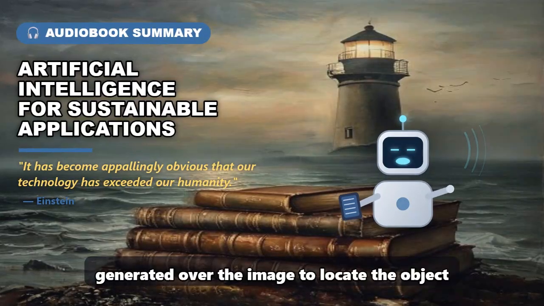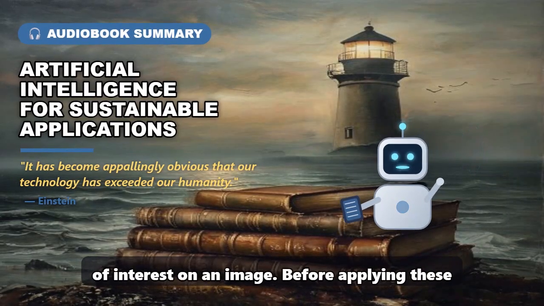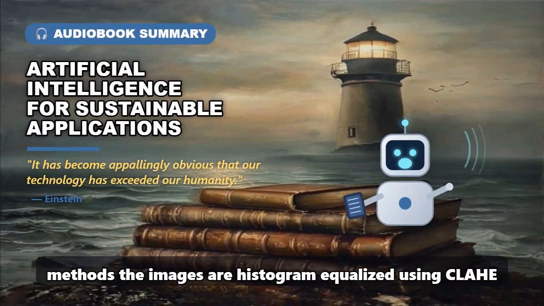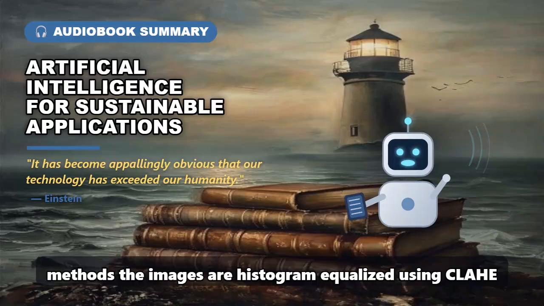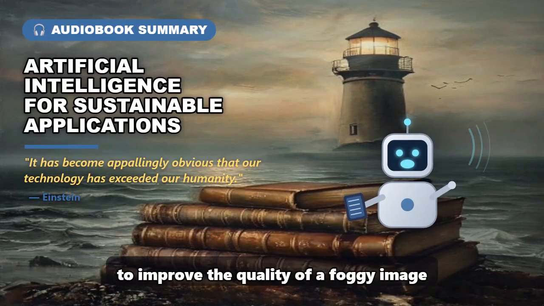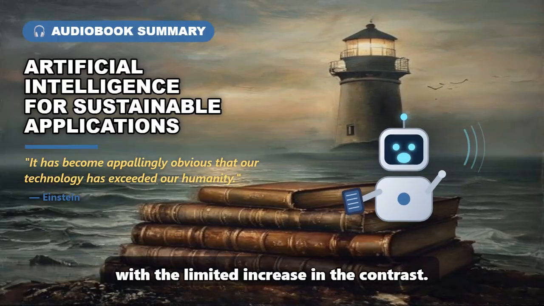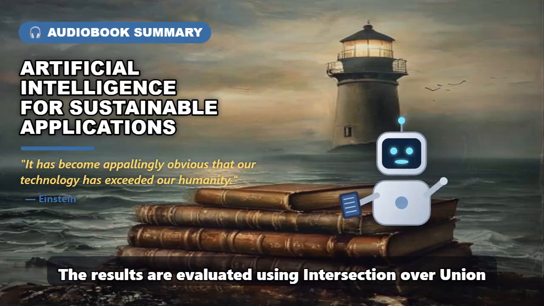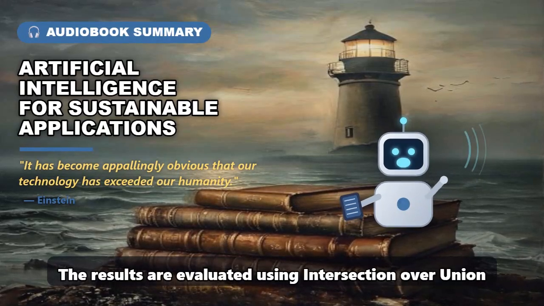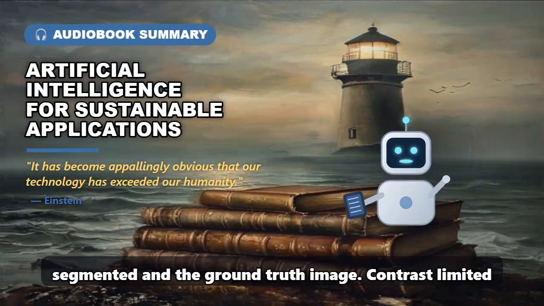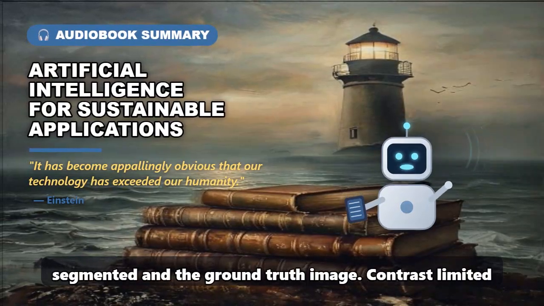Bounding box is generated over the image to locate the object of interest on an image. Before applying these methods, the images are histogram equalized using CLAHE to improve the quality of a foggy image with the limited increase in the contrast. The results are evaluated using intersection over union, IOU, and mean pixel accuracy, MPA, with the segmented and the ground truth image.